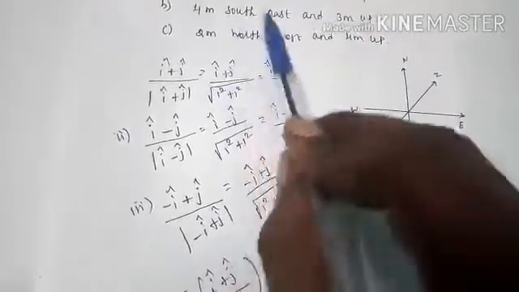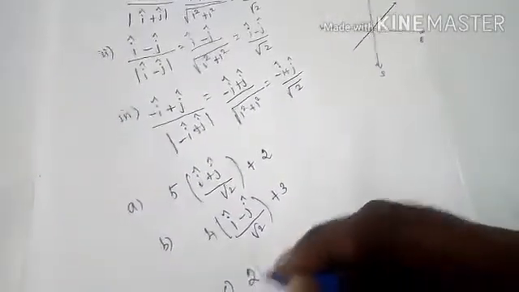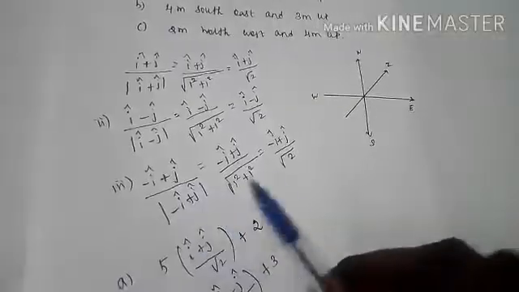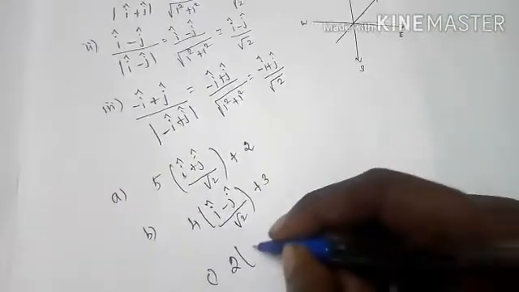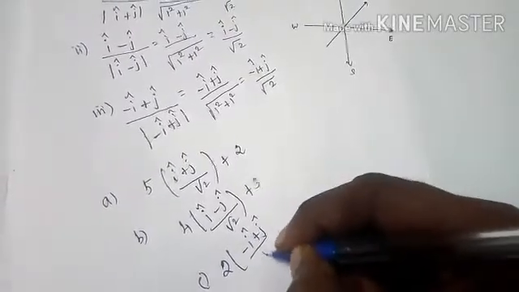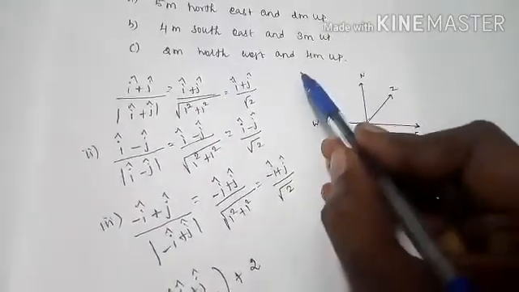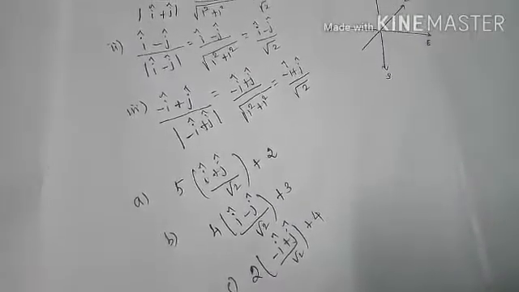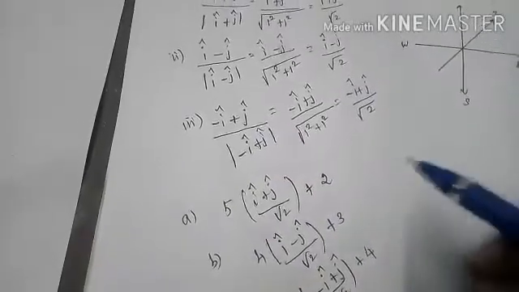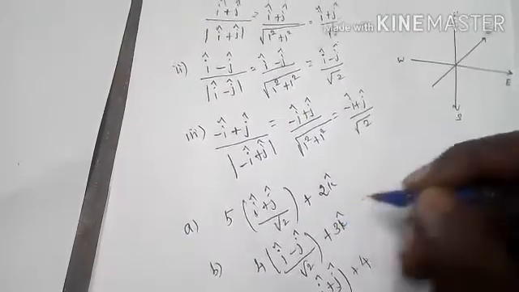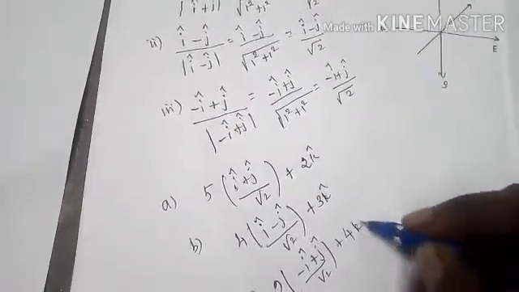Next one is option C. 2 meter northwest, so the unit vector of northwest is minus i cap plus j cap divided by root 2, and 4 meter up, so plus 4. Here you put the direction of this vector as k cap, because of the z axis.